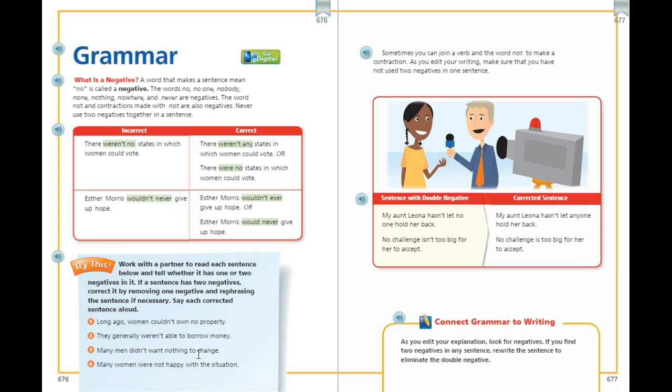All right, so connecting to writing, as you edit your explanation, look for negatives. If you find two negatives in any sentence, rewrite the sentence to eliminate the double negative. All right, we're going to do a quick review. Relative pronouns stand for nouns and introduce clauses that tell about nouns. They include who, whom, which, and that. A relative adverb introduces a clause that tells about a place, a time, or a reason. It can include where, when, and why.